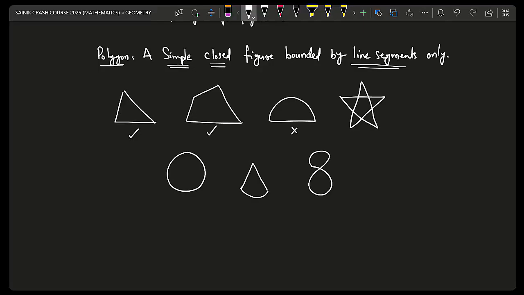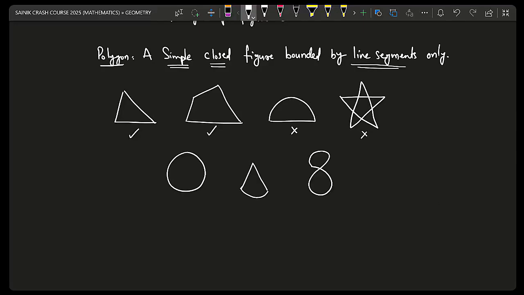And is it a closed figure? Yes, sir. If closed figure means? Closed figure means which starts from one point and ends at the same point. Is it a closed figure then? Yes, sir. And is it bounded by only line segments? Yes, sir. But because the first condition failed, can we say it is a polygon? No, sir, this is not a polygon.